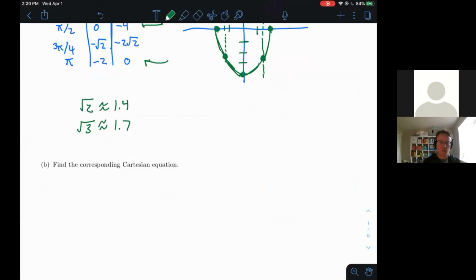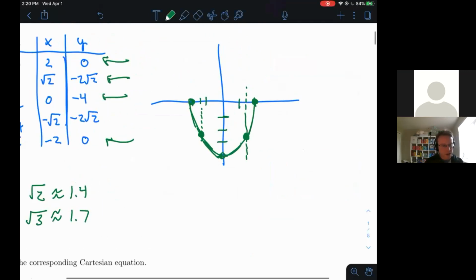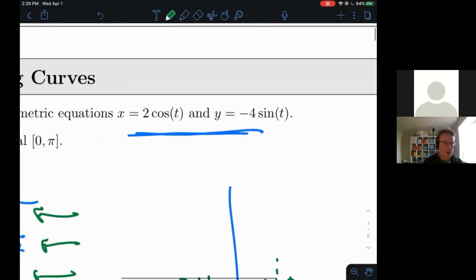So we're trying to figure out what equation, just with x's and y's, no t's, corresponds to this picture here. With just this picture, there are some different ones that maybe pop into your mind, right? It could be a parabola, it could be part of a circle or something like this. We don't know exactly from this. We need to go back to the actual equations themselves in order to figure out what Cartesian equation would come out of this.